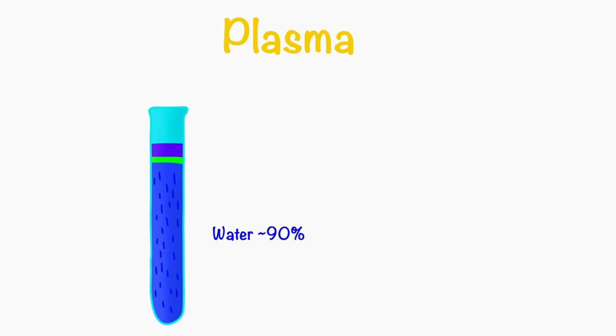The final component is plasma, the liquid portion of blood. Plasma makes up about 55% of your blood volume and is mostly water, with a pale, straw-like color. Plasma serves as the transport medium for all the other components of blood.